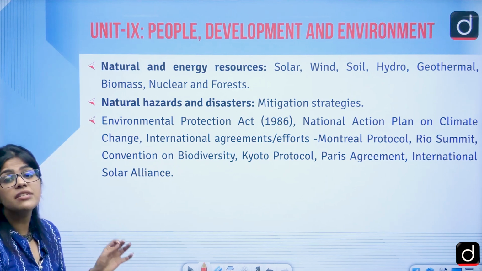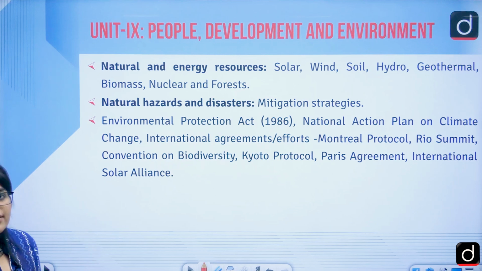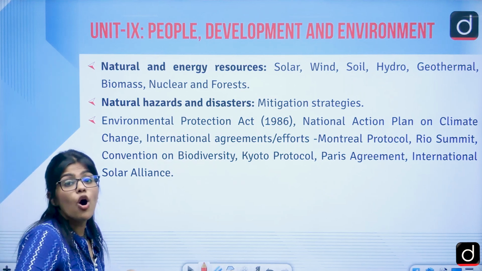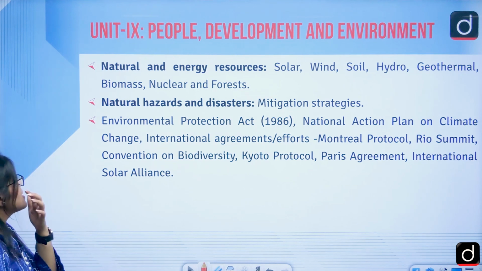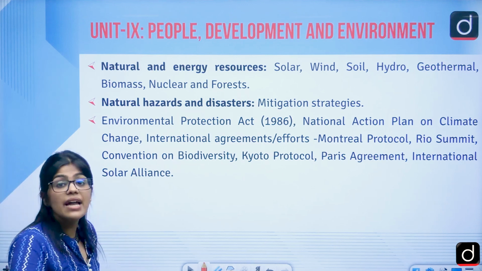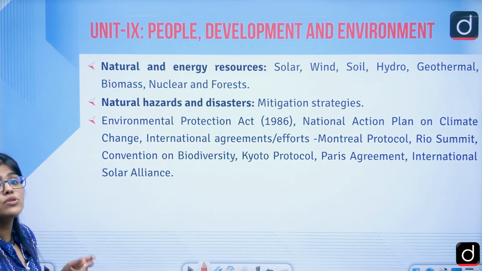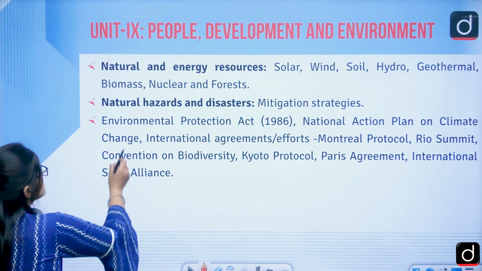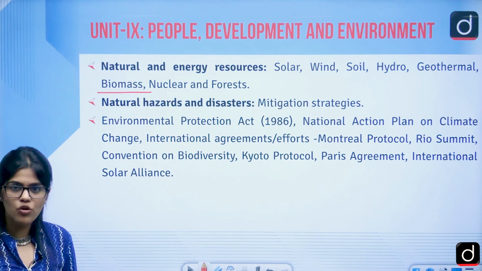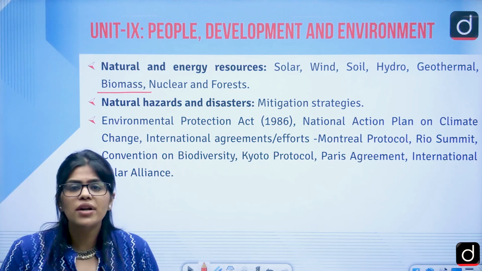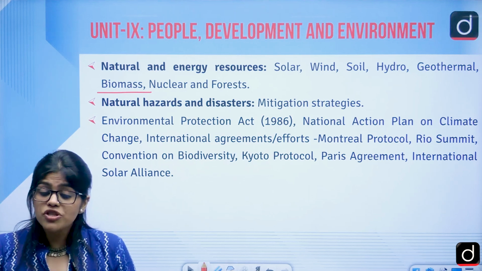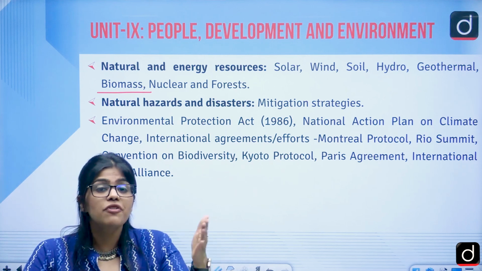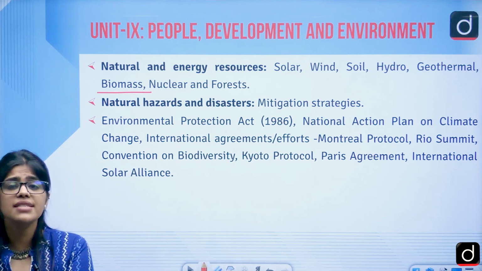Then we'll be dealing with the different natural resources. Also, we'll be discussing the different components that are created by these resources. So we have the natural resources and energy that we'll be studying. We'll be studying about solar energy, wind energy, soil, hydropower, geothermal, biomass. We'll be studying in greater detail about ethanol, right? What are the different types of fuels? What is BS4? What is BS6? Which type of petrol are we using? So which natural resources should not be used further because they are deteriorating. These are the things that we'll be dealing with.